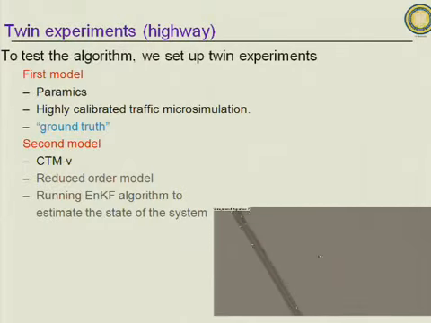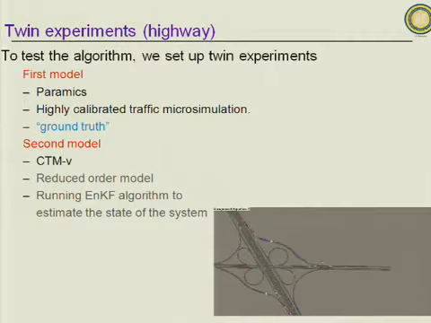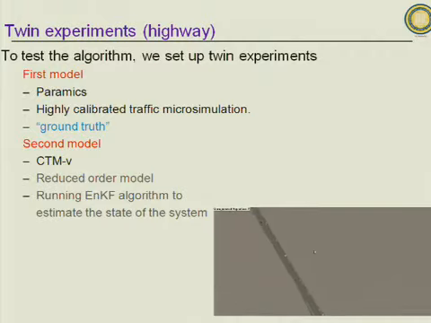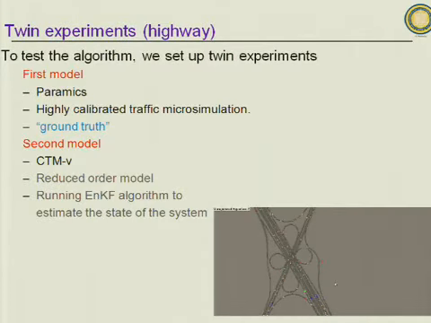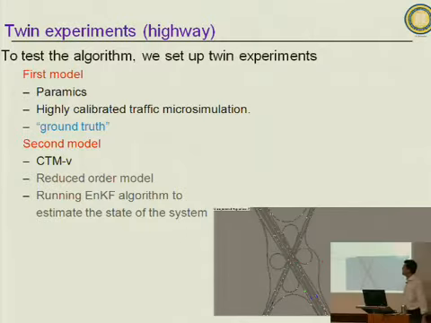So in the highway case, Paramics, which is a simulation software, is a very good way of doing this. Paramics simulates the state of the highway, including all the cars everywhere. And from this very highly calibrated traffic microsimulation, you get what you consider the ground truth, okay? And you know everything about this because it's a simulation that you entirely have done yourself. So you know everything about the system.